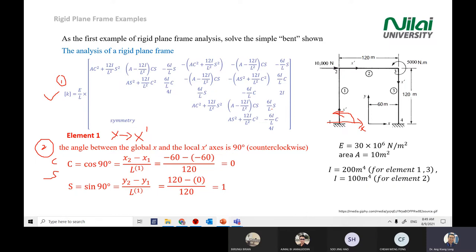Now, just for a test, what is the angle of element 2? Let me ask Sue. What is the angle of element 2? 0, because x to x prime is 0. Okay, good. Ashmal, what is the angle for element 3?